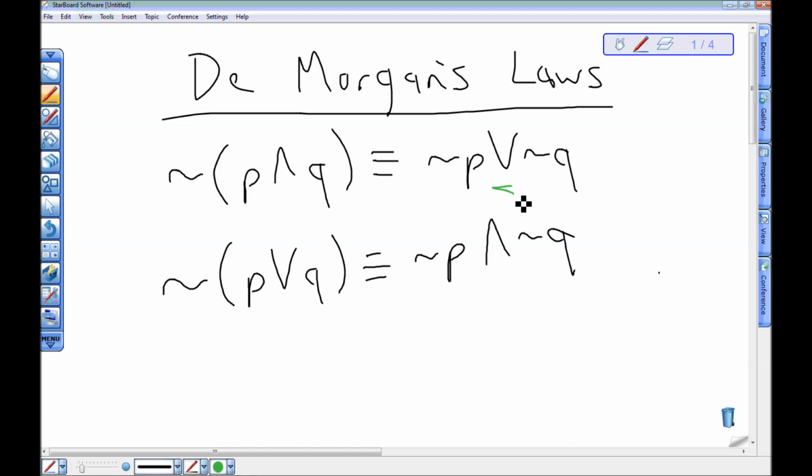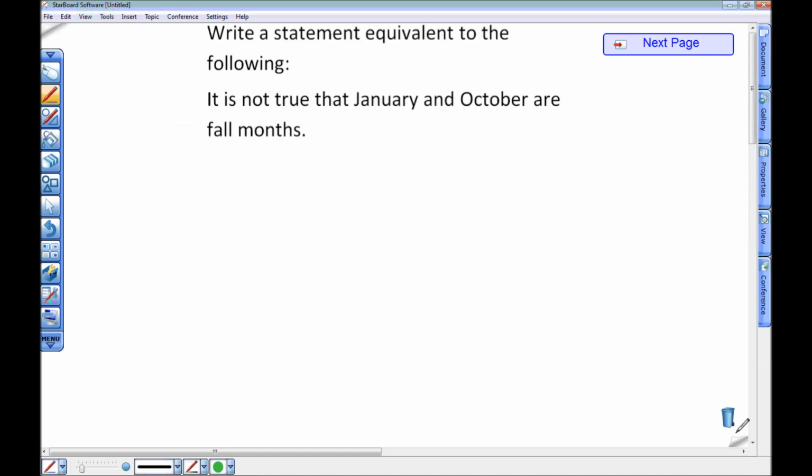Notice that the symbol in the middle changes. That's really important. If you're not sure why these statements are equivalent, make the truth table for each of them, and you can see that it is not true that P and Q is the same as not P or not Q by just looking at their columns. Okay, let's see how we can use De Morgan's laws.